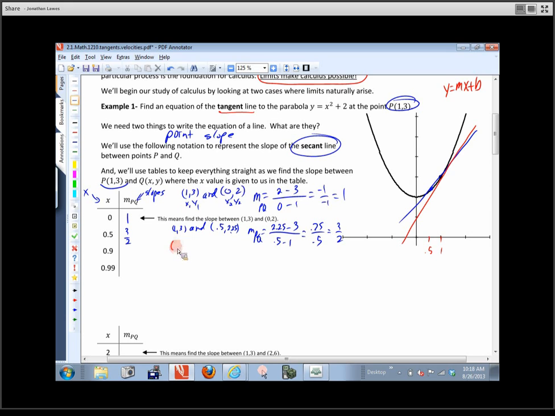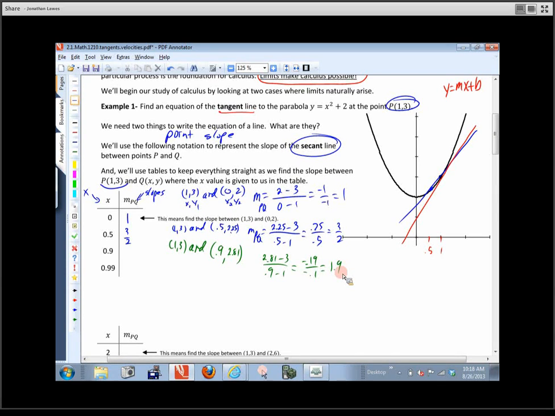Let's go between (1, 3), and what's the next point? (0.9, and what do I get if I plug in 0.9? I get 2.81, which means I've got 2.81 minus 3, and I've got 0.9 minus 1. So this is going to be negative 0.19, right? Divided by negative 0.1, and I get 1.9, right? Move the decimals over, I get 1.9.